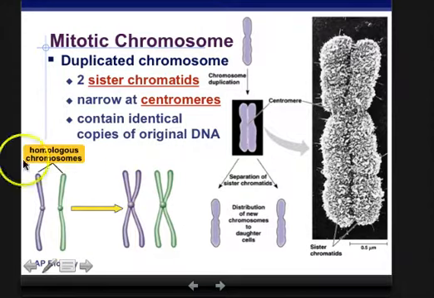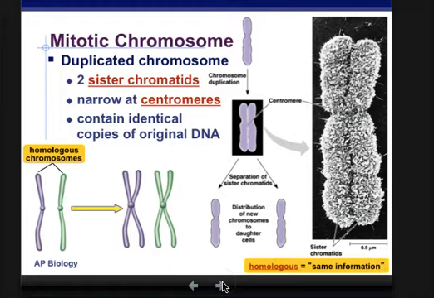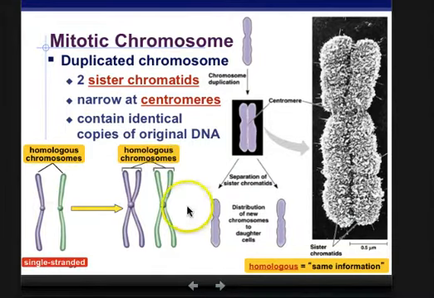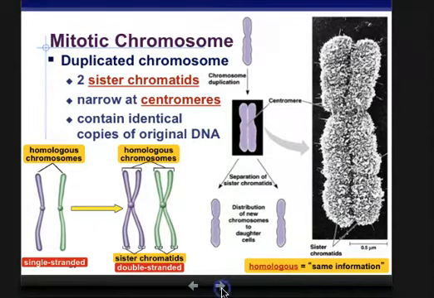All right, and those are homologous chromosomes. Homologous means the same information. Homo means same. So here they're single-stranded, and then the homologous chromosomes are here. As double-stranded, those are sister chromatids joined together at the centromere.